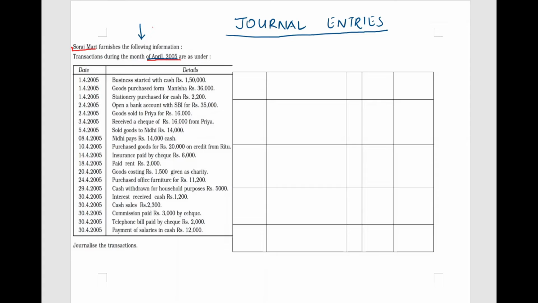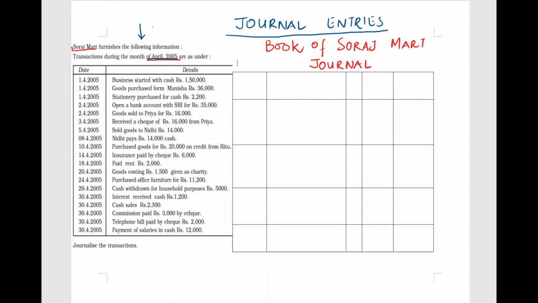So let me put the heading. Now this is my journal. In whose book I'm going to write? I'm going to write in the book of Suraj Mart. This is how you have to write. Alright guys, you have to write the heading in whose book, and this is the journal.